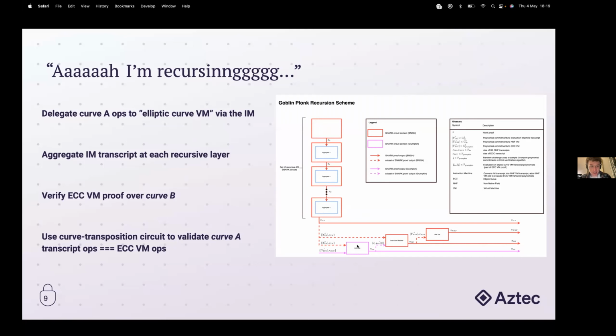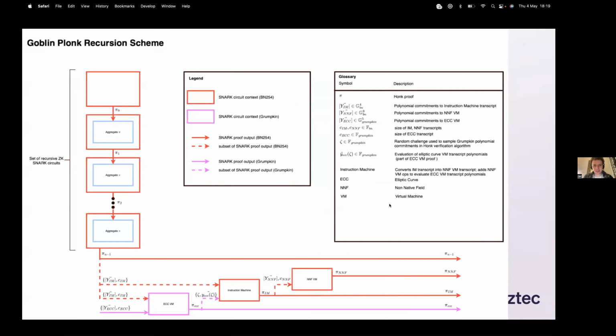And this is going to be defined over your cycle curve. Then you use curve transposition techniques to validate that the transcript you shoved into your elliptic curve VM proof is equivalent to the transcript that was built up in your recursion stack. There's some funky sequencing you've got to do here to make sure that your challenges are generated in the right way, so that you can't do rewinding attacks. But this is the overall architecture. It's not particularly simple or elegant, but I do believe it is very, very efficient.